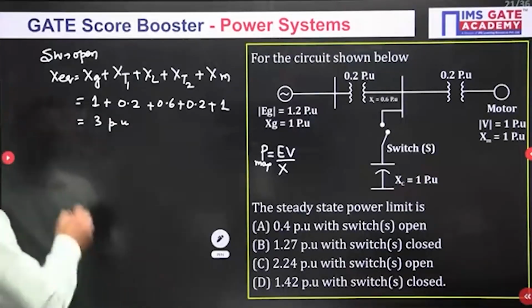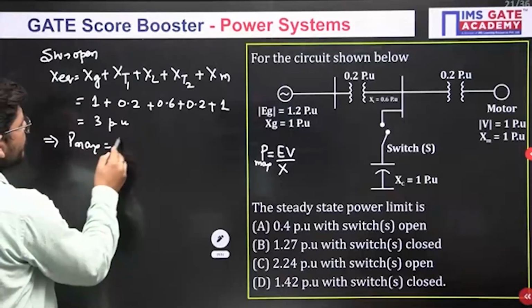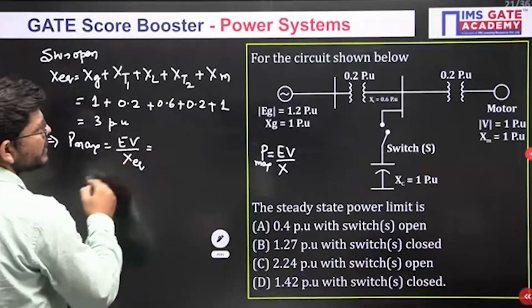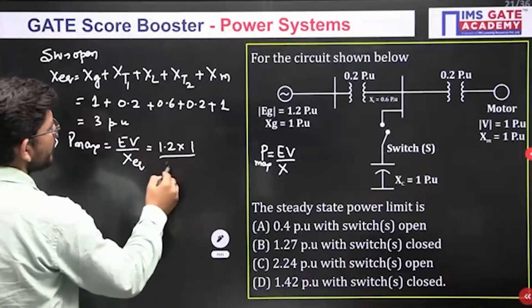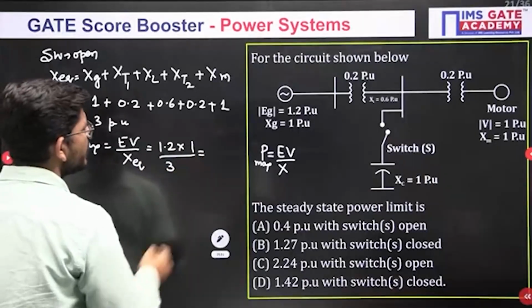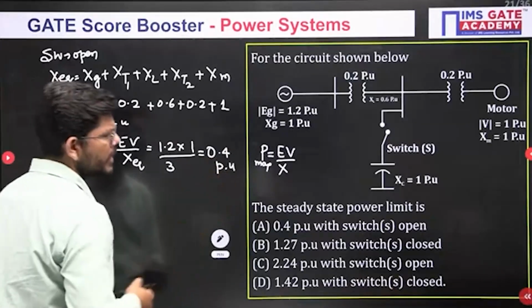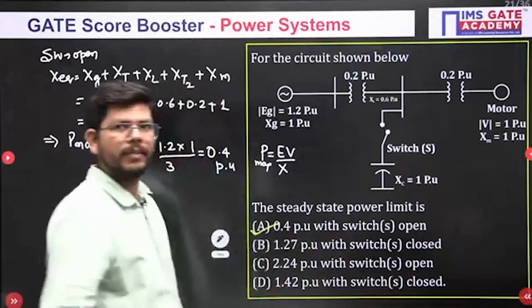Then what will be the value of P max? P max is EV upon X, the steady state power limit. So what is E? 1.2. What is V? 1. Upon X equivalent, 3. So 1.2 by 3 is around 0.4 per unit. Okay, so 0.44 per unit with switch open. So answer number A is absolutely correct.